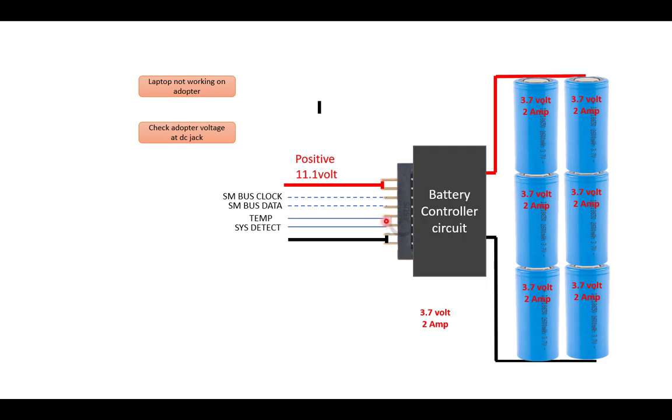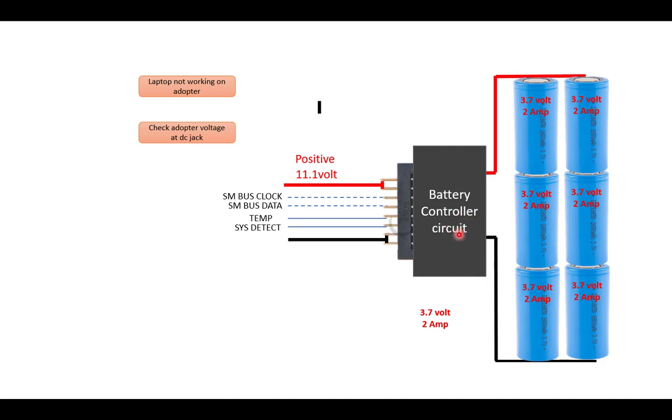The next is called the system detect. The system detect is not always there on all laptops; Dell laptops and some other laptops use this signal. System detect means that only when this battery is connected to the motherboard does it enable the output, otherwise its outputs are closed. So these are the basic structures of the battery. There is a circuit inside the battery that controls and manages the battery voltage and current.